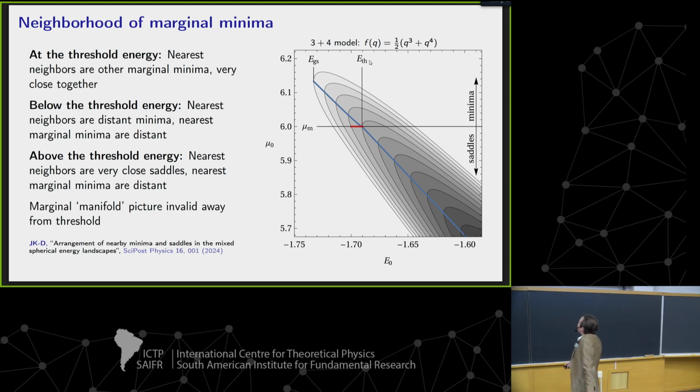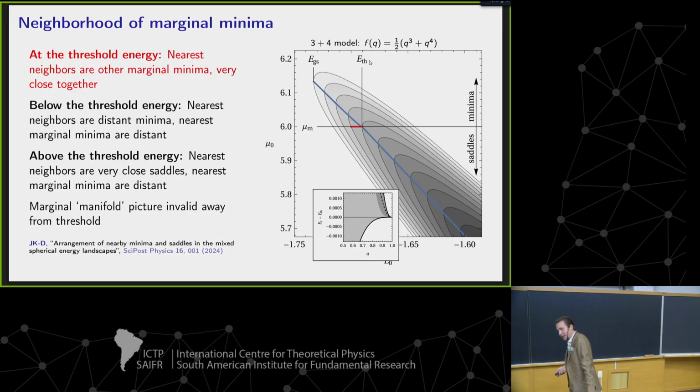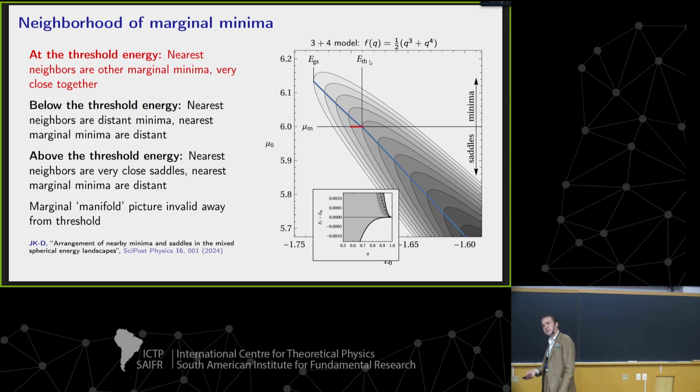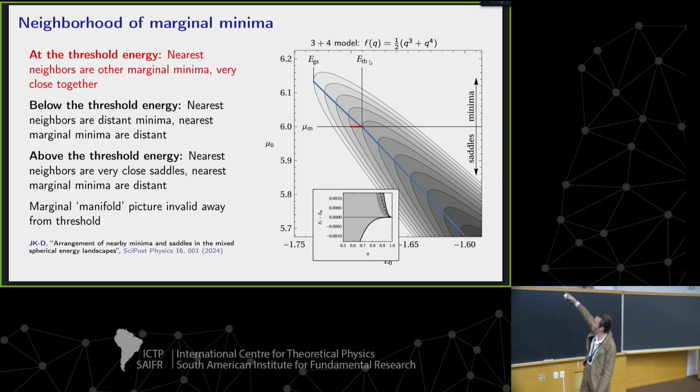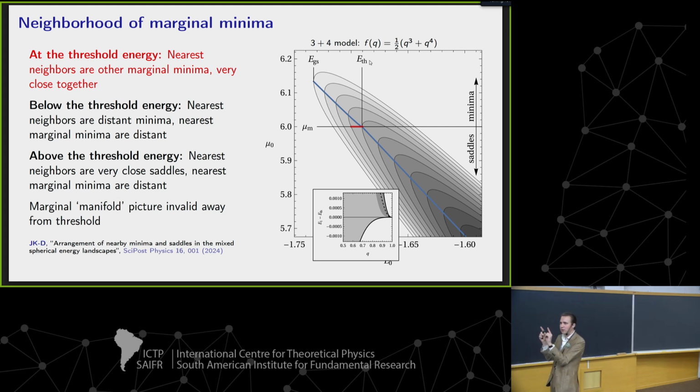So what I found when I did this calculation was that when you look at the threshold energy, you find exactly what you expect, which is that the complexity, the range of energies nearby where you find marginal minima, some overlap, you go all the way to 1. You find marginal minima at arbitrarily close distance together. This is the picture of the marginal manifold. Very, very close together minima, very small barriers between them as a result.